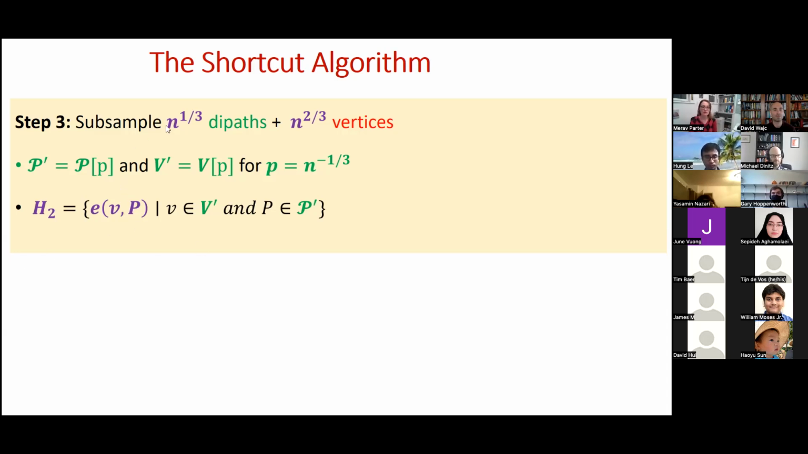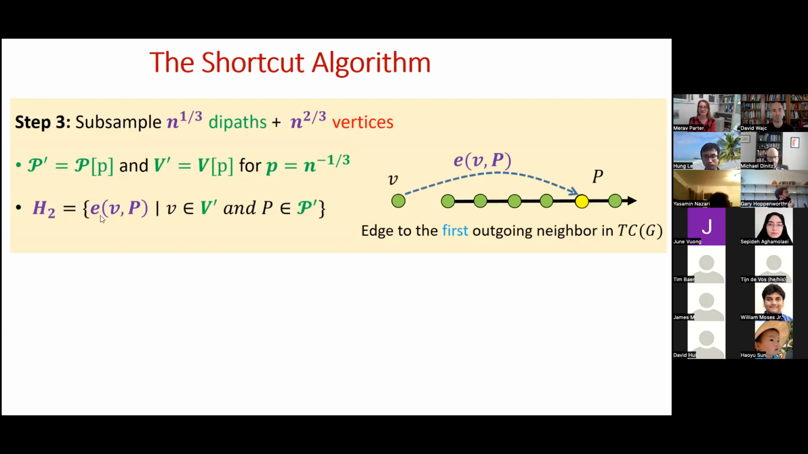So here is how it goes. We are going to subsample n to the 1/3 directed paths and n to the 2/3 vertices, just by taking every path in the path collection that we computed and sampling it independently with probability 1 over n to the 1/3, and the same goes for vertices. So now I have this set P prime of sampled paths and set V prime of sampled vertices. You can see that I have the budget to add 1 edge from every sampled vertex to every sampled path. The question is which edge will I choose? And this is the edge that I denote as EVP.